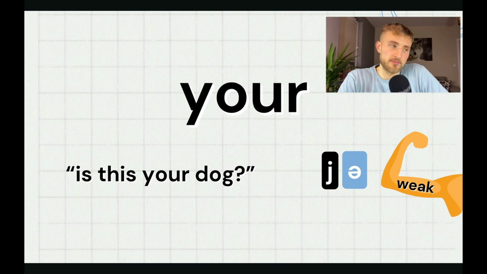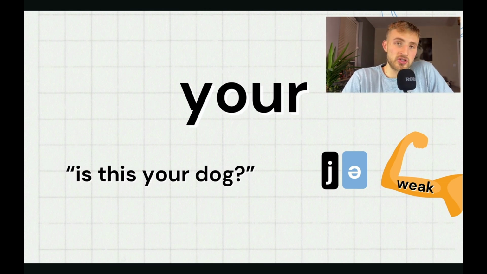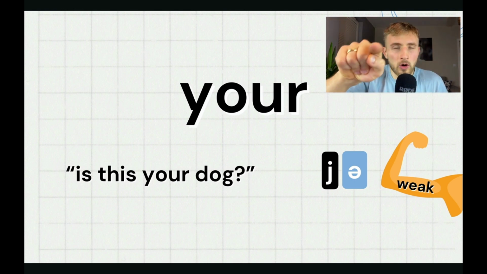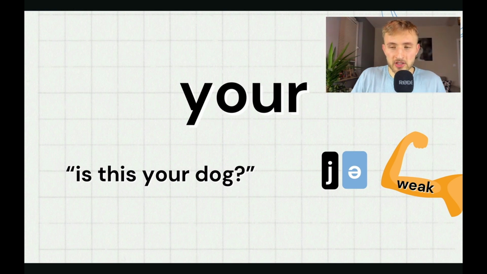Now, look, I can use the strong form if I want to really stress that word for some reason. And there could be a reason. I might say, "Is this your dog?" I could be asking, "Is this your dog?" But I could say, "Is this your dog?" So I really want to stress "your." You see the difference? You see the function? So it's possible too. But 8 times out of 10, we would just say, "Is this your dog?"